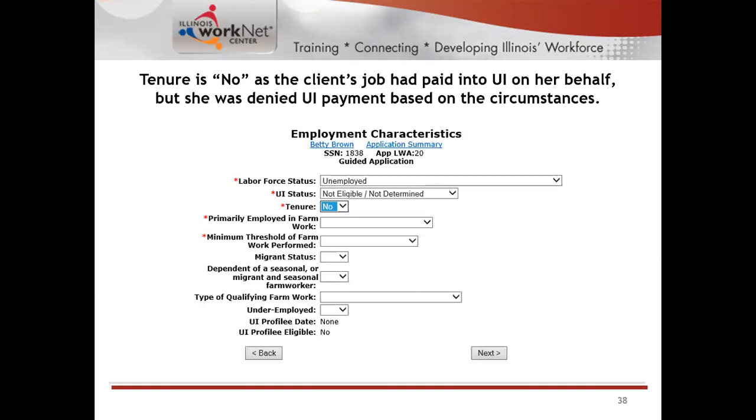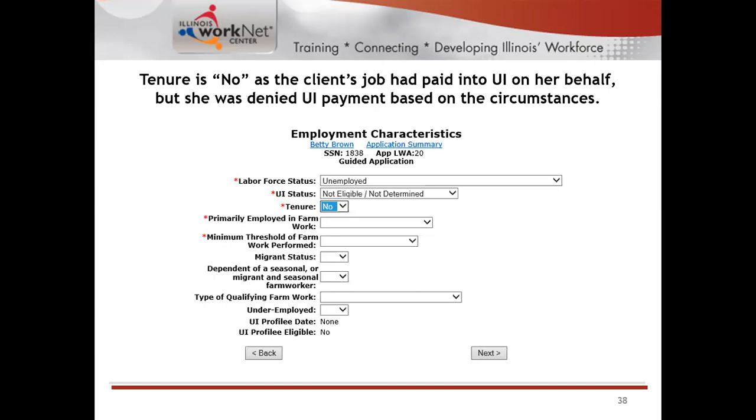Now, the other questions on this screen, you have primarily employed farm work, minimum threshold farm work. Those have no eligibility questions tied to them. They're relevant for reporting and for alternative barriers that are tracked by DOL.